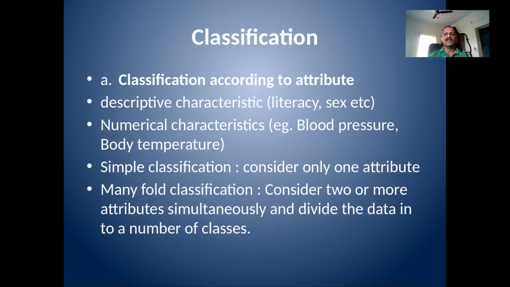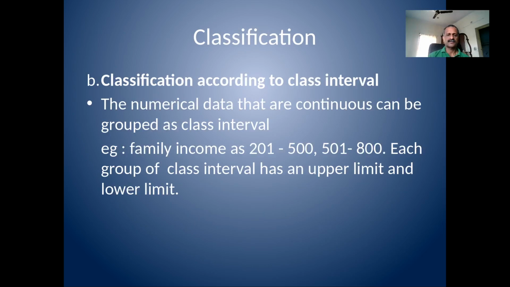Now, the classification according to attributes. For example, descriptive characteristics like literate, sex, etc. Numerical characteristics can also classify data. For example, blood pressure, body temperature, these are quantitative data. Then simple classification considers only one attribute. Manifold classification considers two or more attributes simultaneously and divides the data into a number of classes.